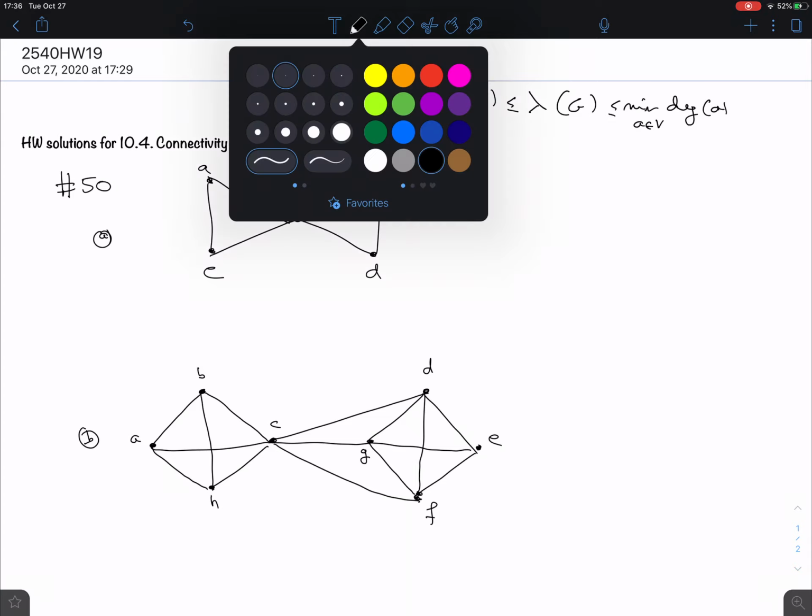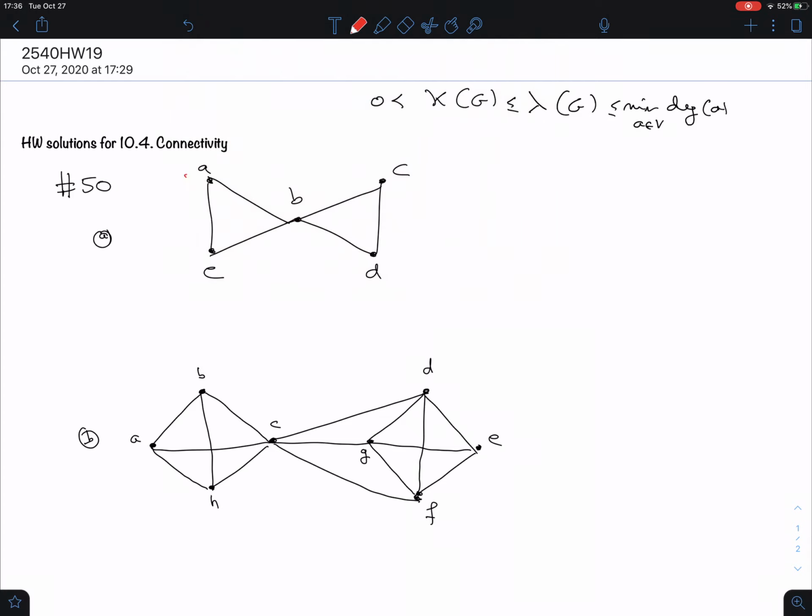Okay, so let's calculate the degrees. I'll put this here. That is 2, 2, 1, 2, 3, 4, 2, and 2. So we see already that this number, in this case, is 1 here. And that means these values are either 1 or 2, right? So now we have to see.